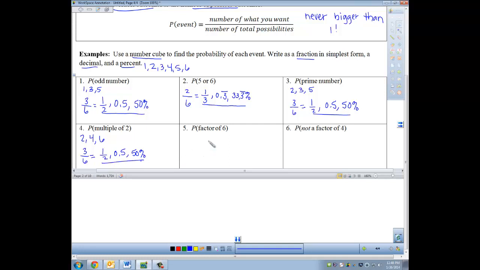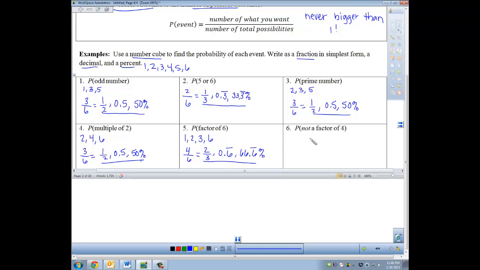Number 5, we want a factor of 6. So that's numbers I can divide into 6 and get a whole number. So that's 1 because 6 divided by 1 is 6, 2, 3, and 6. 4 and 5 would not be a factor because 6 divided by 4 you get a decimal, 6 divided by 5 you get a decimal. So we have 4 options out of a total 6. Reduces down to 2/3, which is 0.6 repeating, or 66.6 repeating percent.